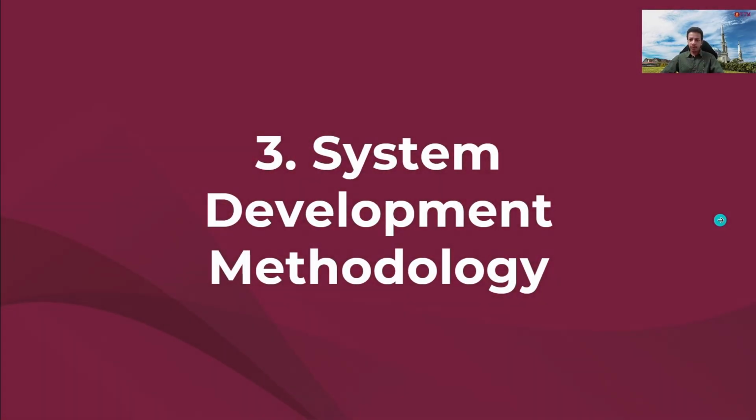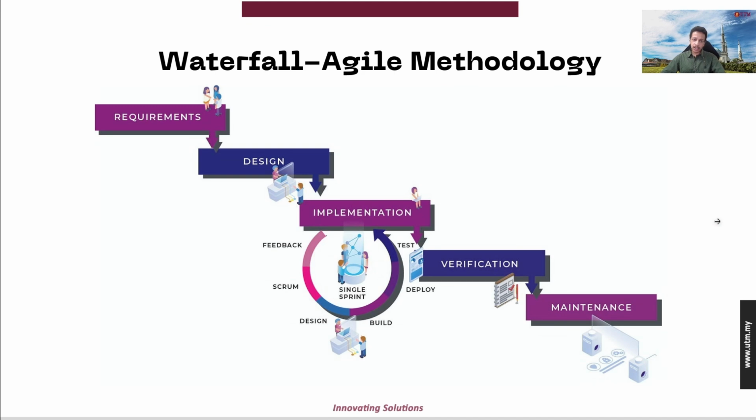Now let's look at the system development methodology. The methodology used is waterfall agile, since most of the requirements and the design phases will be done using the waterfall method, which is to gather all the requirements and analyze them and to come up with the SRS and SDD. After the waterfall, we go to the implementation phase, where there will be monthly sprints. So there is feedback, Scrum, design, build, deploy, and test. It's an iterative process. So building and testing. Finally, we have the verification and maintenance.